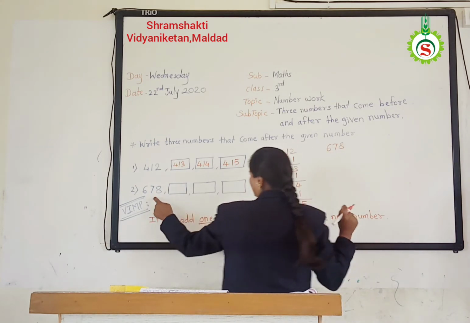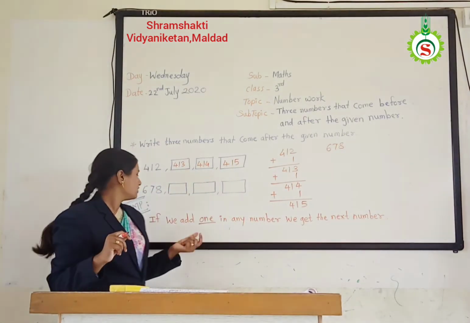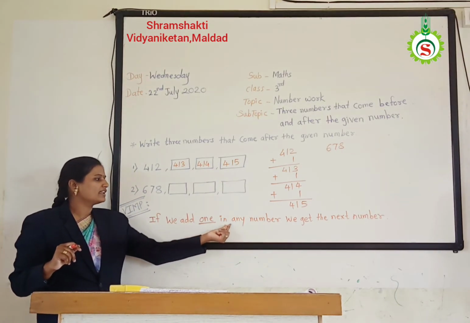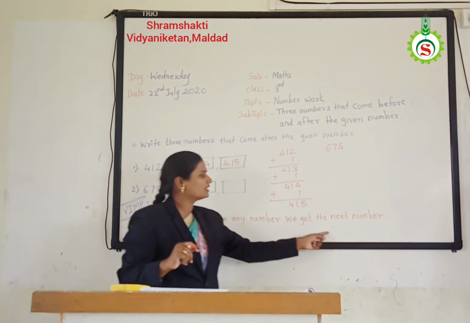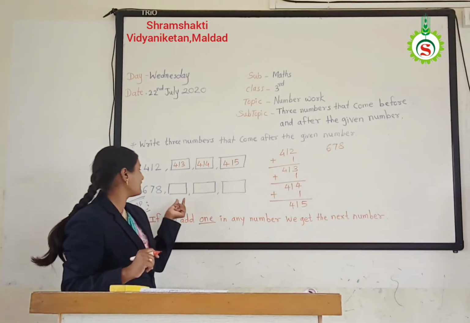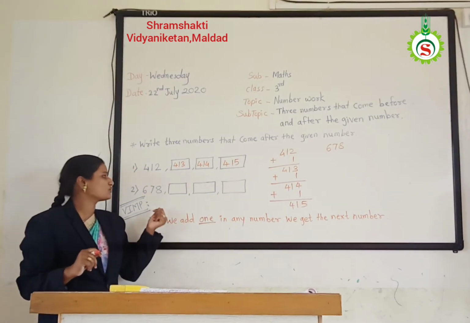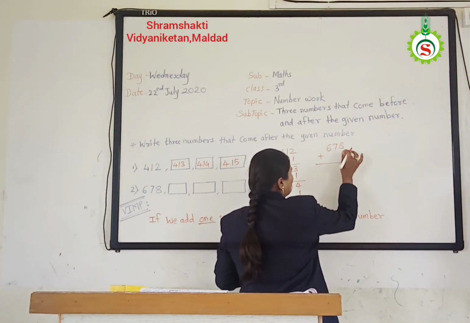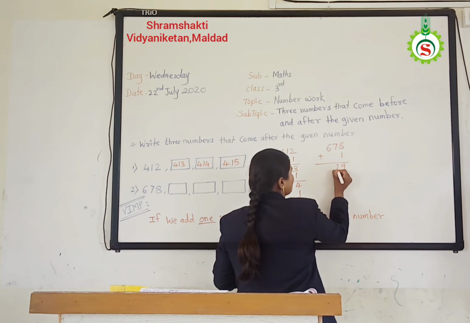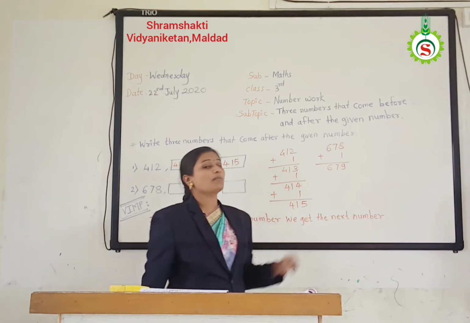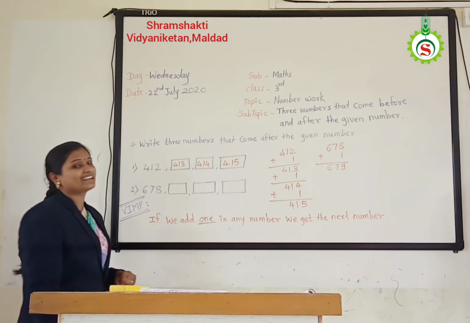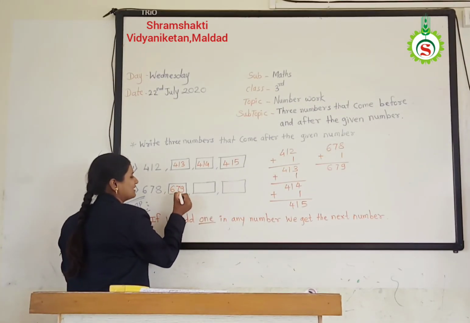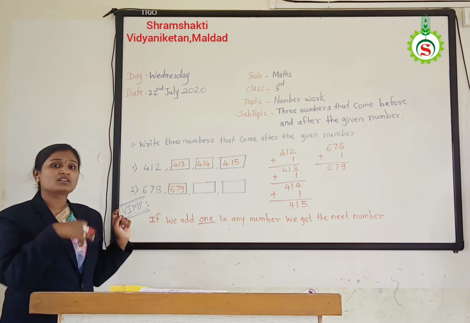See next, 678. This is the given number. Very important point: if we add 1 to any number, we get the next number. What do we find? The next number. That's why we add 1 here. 8 plus 1, 9. 7, 6. Which number do we get? 679. Write down 679. Then again add 1.